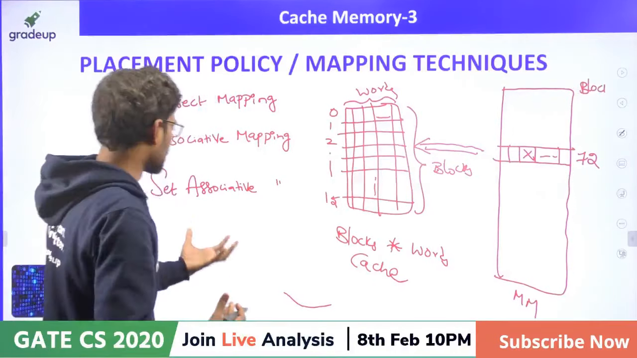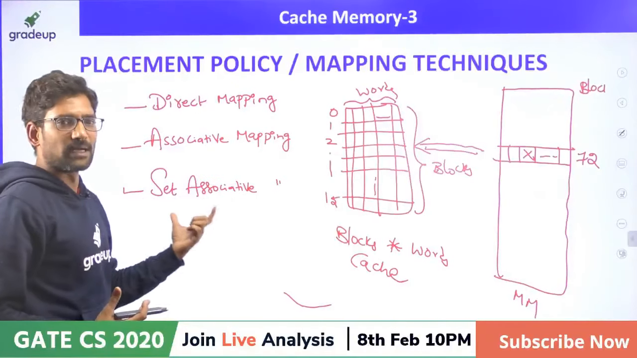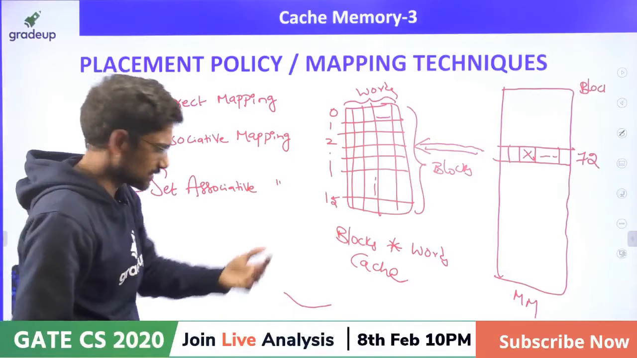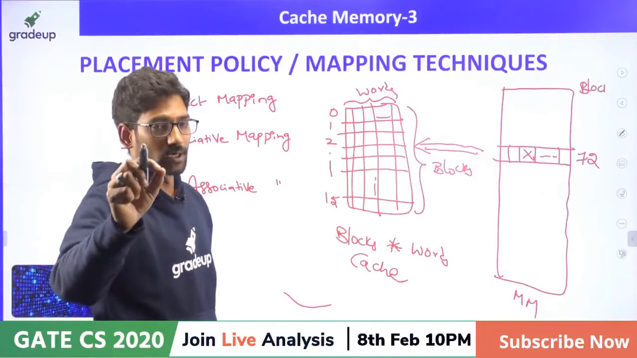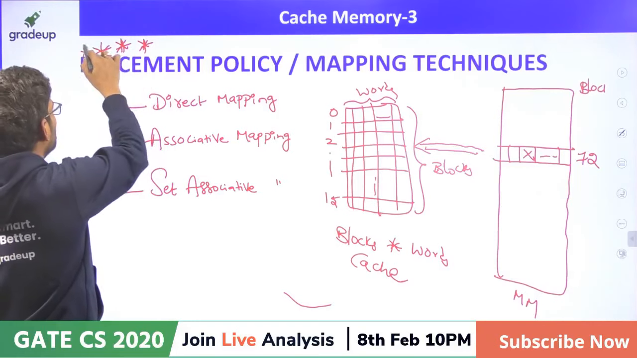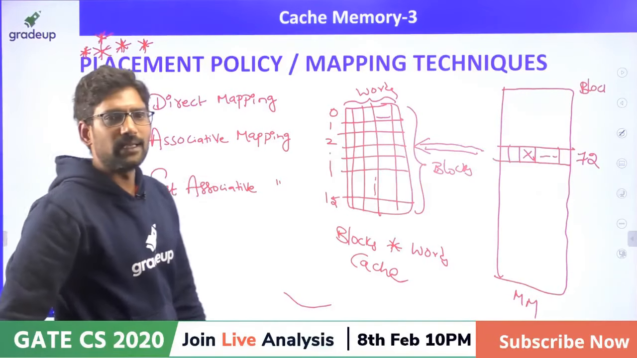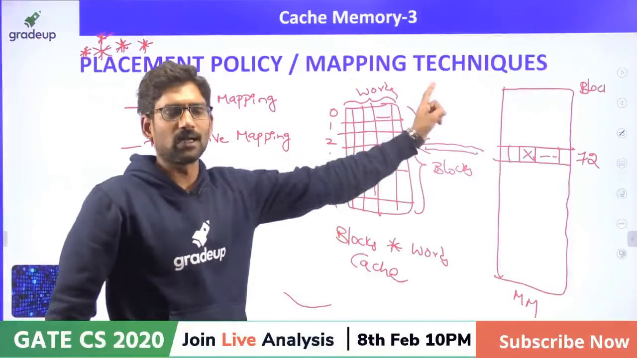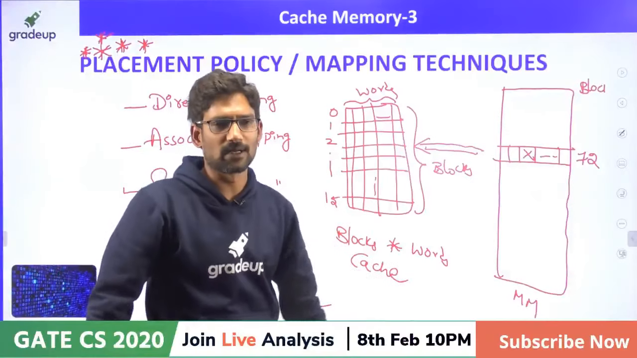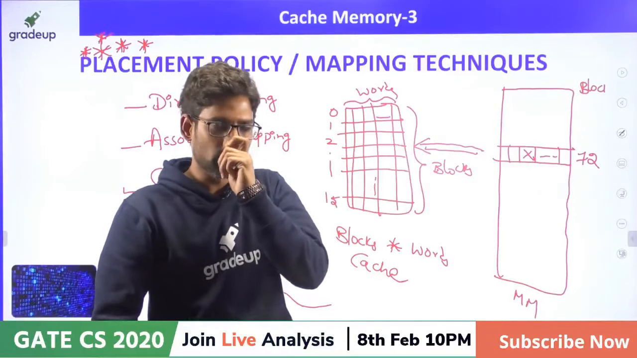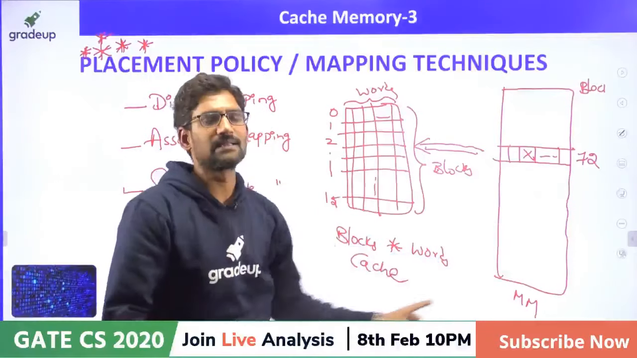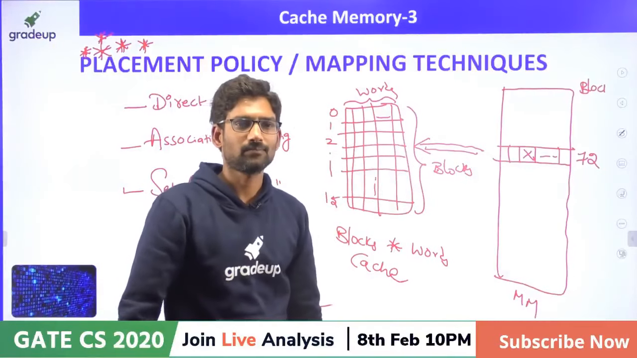Good. Okay. So these are the 3 mapping techniques. Now let's pick them one by one and understand what each is. Guys, keep a 5 star for this, because in GATE this is the most weightage topic of the whole computer organization subject. For all of CO, cache memory is the most weightage topic, and in cache memory, mapping techniques is the most weightage topic.